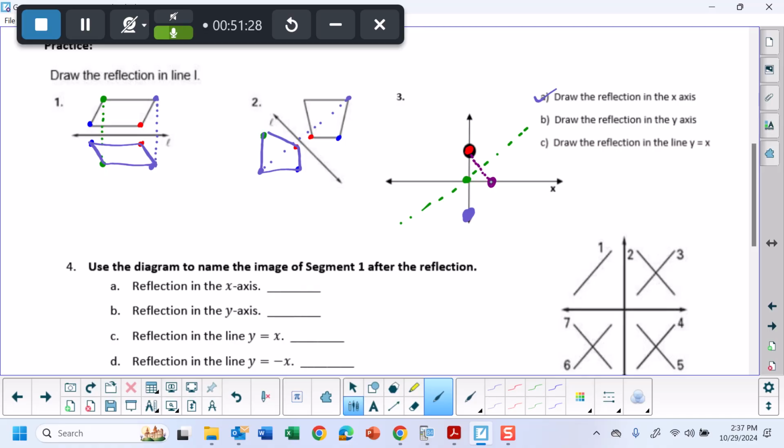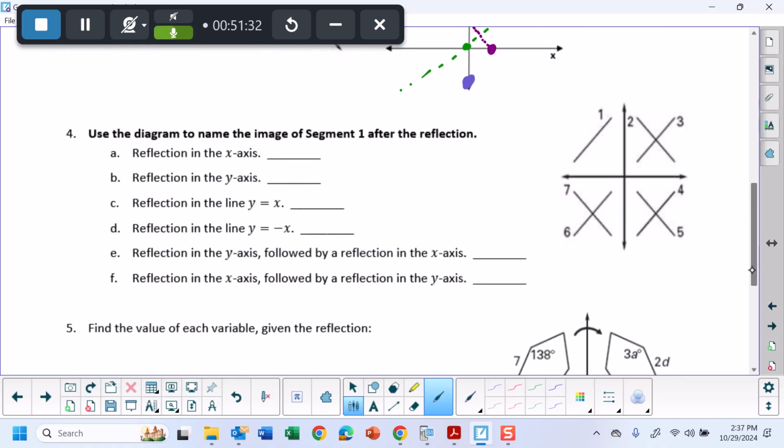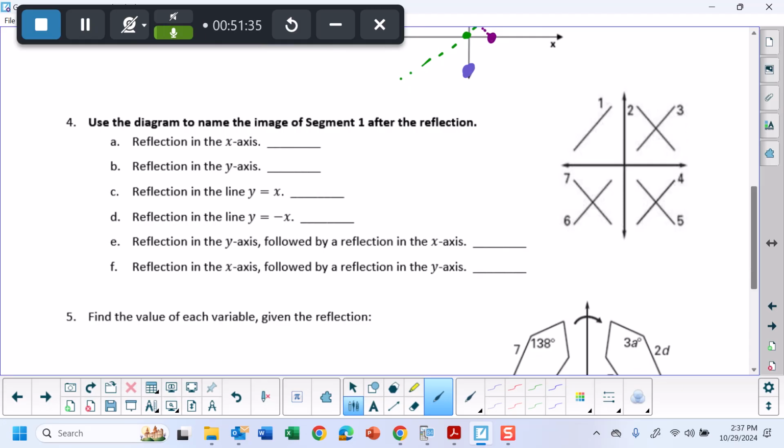We love this diagram. You will see it again with different questions. But we're going to use the diagram to name the image of segment 1 after each reflection. When I look at segment 1 and I reflect it in the x-axis, that's the same as over the x-axis, and that gives me segment 7. Are you okay with that?